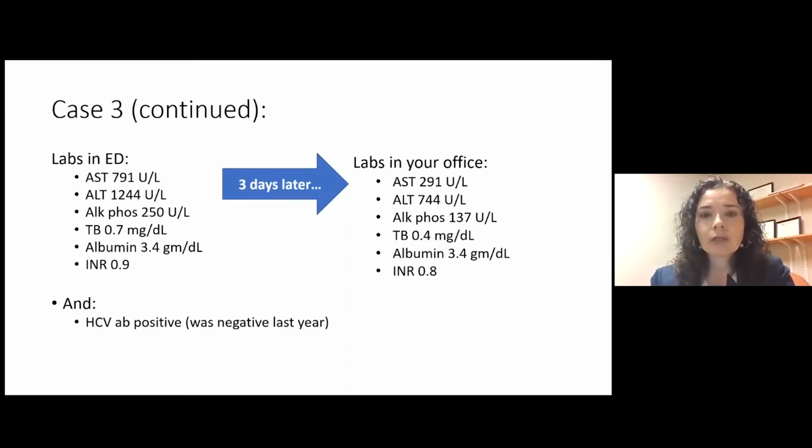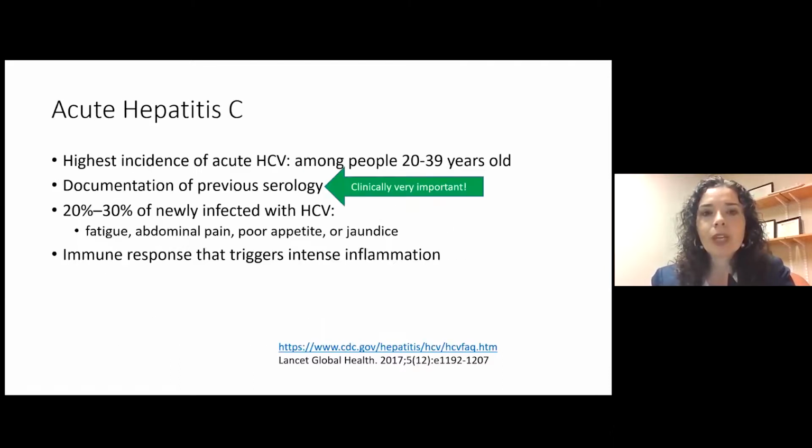In addition, don't stop there. She also had a hepatitis C viral load of 234,567 international units per ml. So this patient has acute hepatitis C.